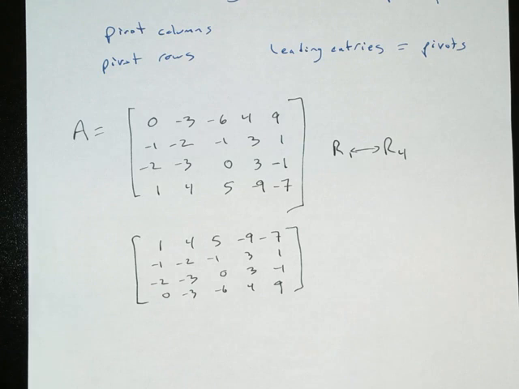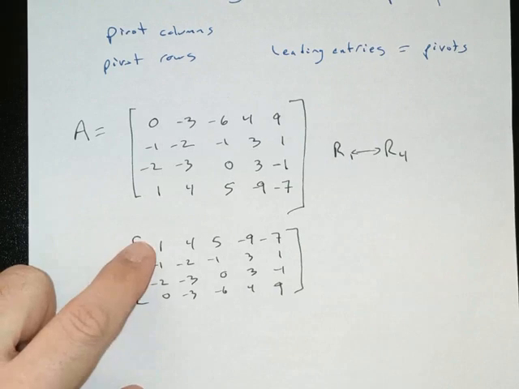I have a pivot in the upper left corner. Condition number 3: all entries in a column under the leading entries are zeros. That means I need everything under that 1 in the upper left corner to be a 0. These are my elimination by addition steps. So let's eliminate. I want to get rid of a -1.